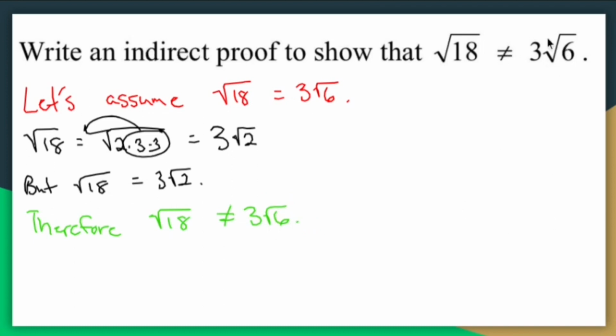We assume that the opposite occurs. We find out that our assumption is wrong. Therefore, since our assumption is wrong, the original statement must be right. Indirect proof. All about you cheating on your girlfriend or boyfriend.